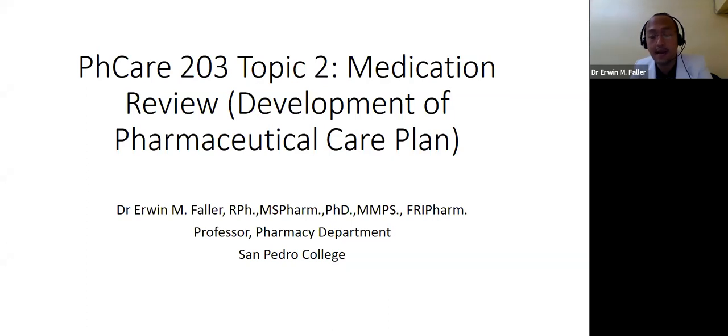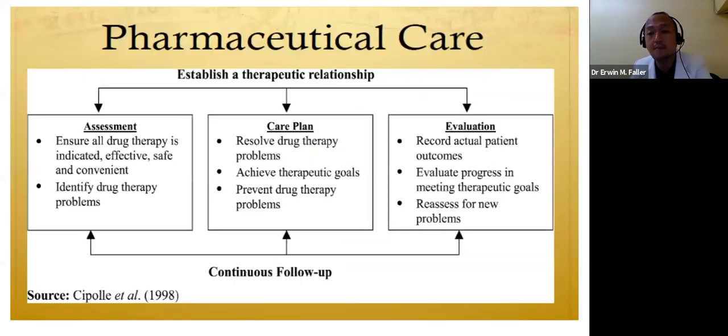Welcome to our next topic, topic number two, about medication review in the development of a pharmaceutical care plan. As we all know, as pharmacists, we should be competent in the skill of developing a pharmaceutical care plan for our patient. This is all about pharmaceutical care. The first thing we should be able to do is establish a therapeutic relationship with our patient. There are three main factors we need to consider in the pharmaceutical care process.